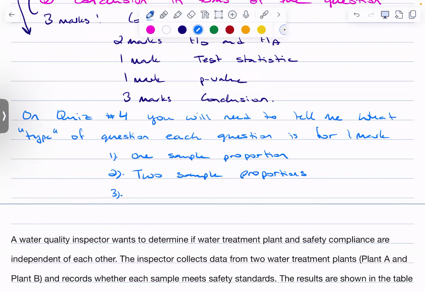So really what you're doing is you're telling me, for this question, I'm going to be working here on my formula sheet, right? And I'm just trying to help you focus for that question, right? Which area to be on. So it should be a freebie, 1 mark.